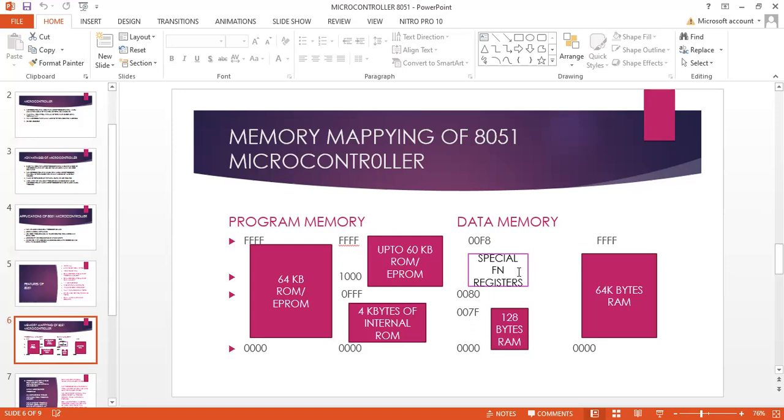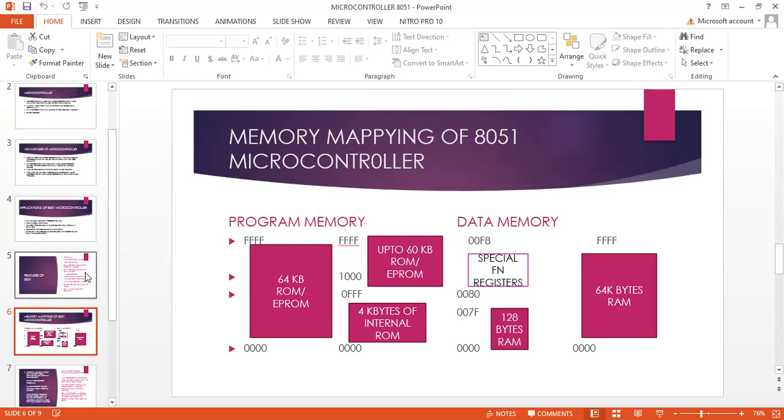Okay, so the registers are also considered as internal memory, but it is different from the 128 byte of internal memory, right? So that you have to just remember. This particular memory map, they can ask you to draw, as well as they can ask you to explain the memory mapping. Whenever you are drawing, the addresses are very important. Okay. So these addresses you should remember.